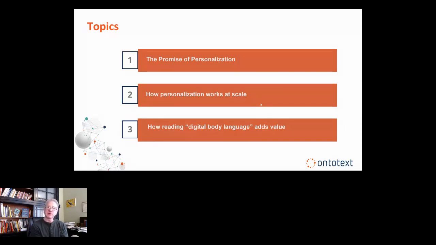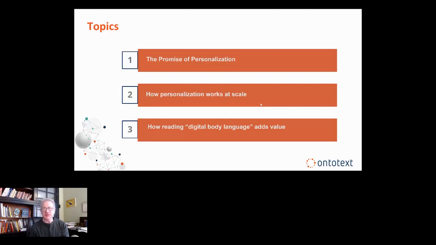But we're going to talk about personalization at scale. We'll talk about reading digital body language. What does that mean? That's just like you read the body language of a person if you're talking to them, and if you're a salesperson, you might read their body language. And I have some examples.